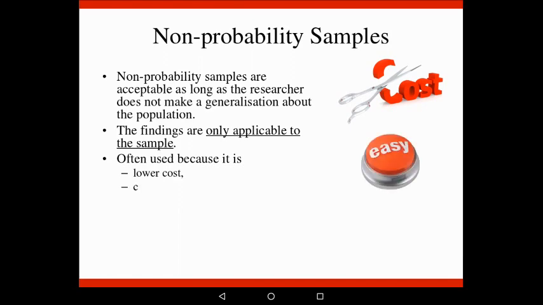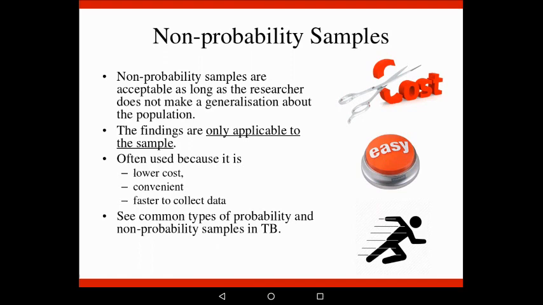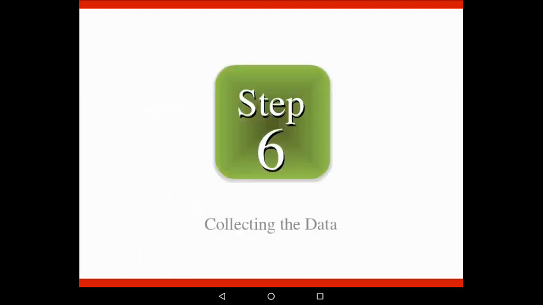It's often used because it's lower cost. It's very convenient. It's faster to collect. And you can see common types of probability and non-probability samples in your textbook.